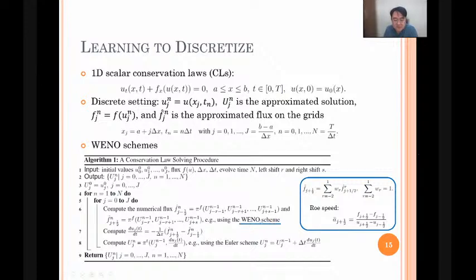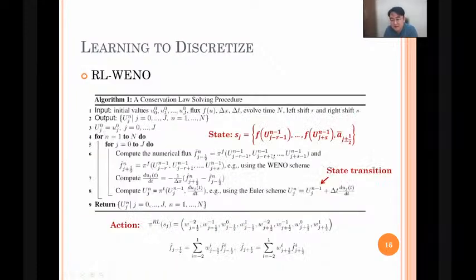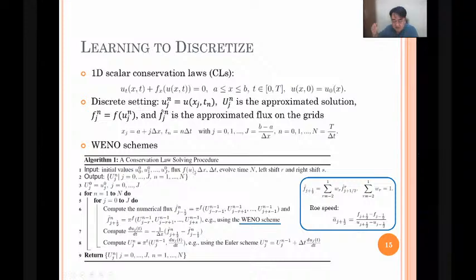So the reason we wanted to do this is to see whether, based on a purely data-driven approach, we can learn a policy that does similarly to WENO in smooth regions and does better near singularities of the solution.